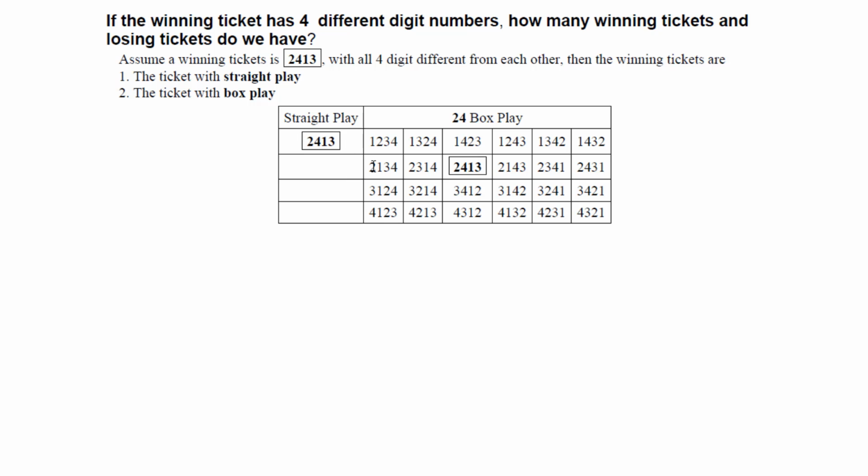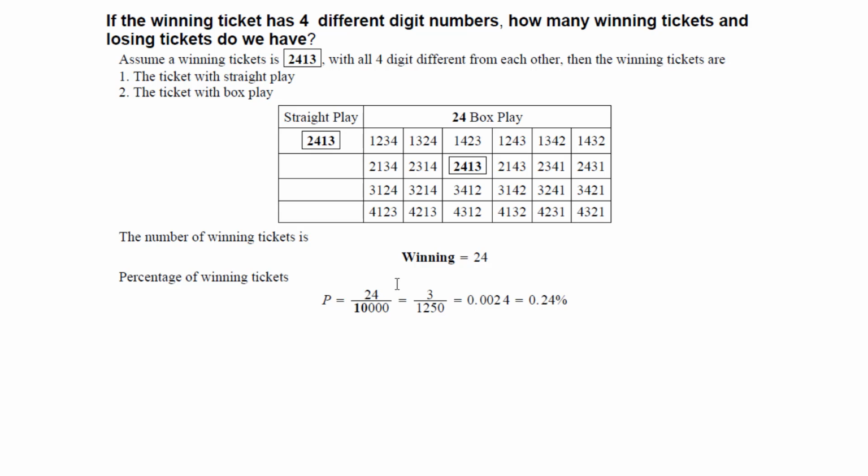So here we have 24 outcomes for box play, and 1 outcome for the straight play, and the number of winning tickets is going to be 24, not 25, because 2413 and 2413 are mutual between these 2 groups. So their union is 24, and therefore the number of winning tickets is 24, and the percentage of winning tickets we can get by dividing 24 over 10,000, and we get 0.24% winning tickets in such case.